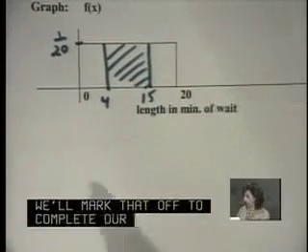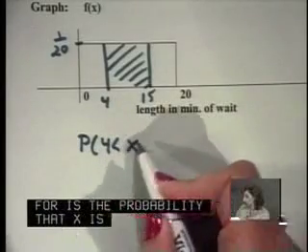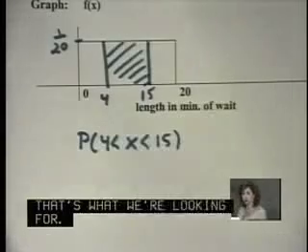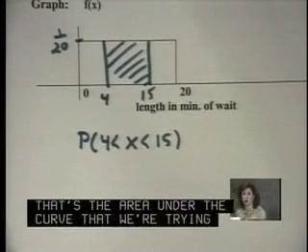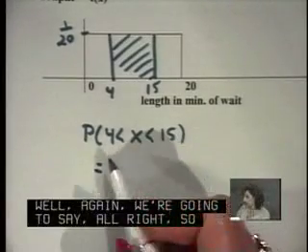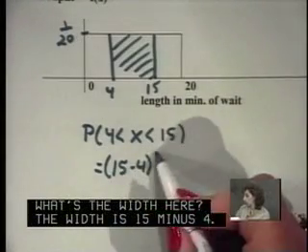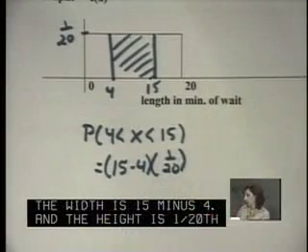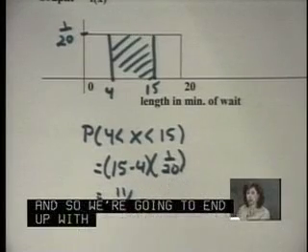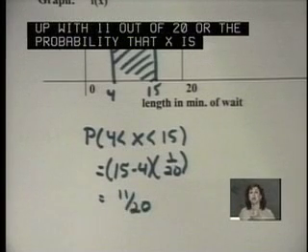All right, so now what we're looking for is the probability that x is between 4 and 15. That's what we're looking for. That's the area under the curve that we're trying to find, the probability that x is between 4 and 15. Well, again, we're going to say, all right, so what's the width here? The width is 15 minus 4, and the height is 1/20. And so we're going to end up with 11 out of 20, or the probability that x is between 4 and 15 would be 11/20.